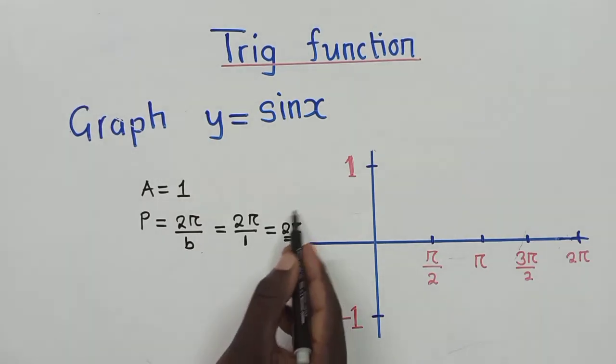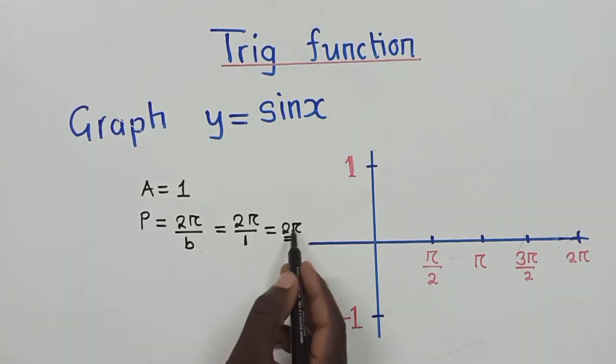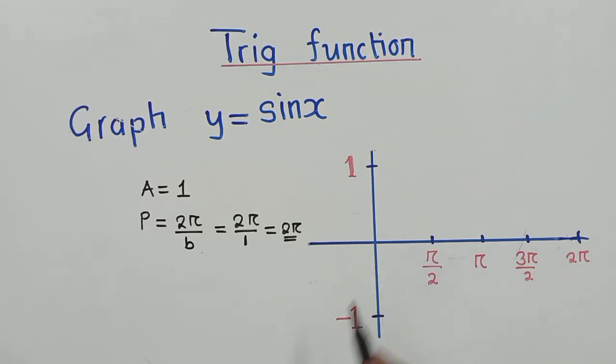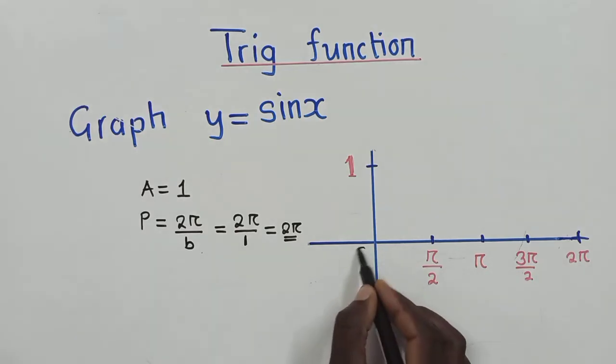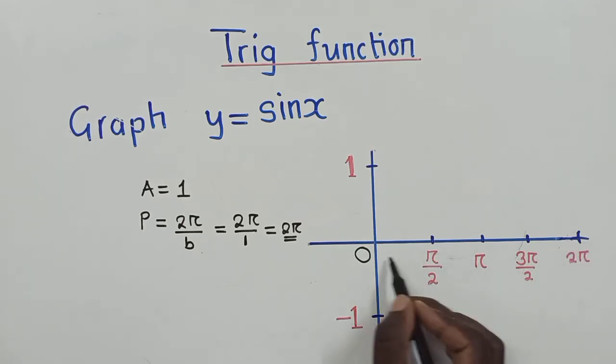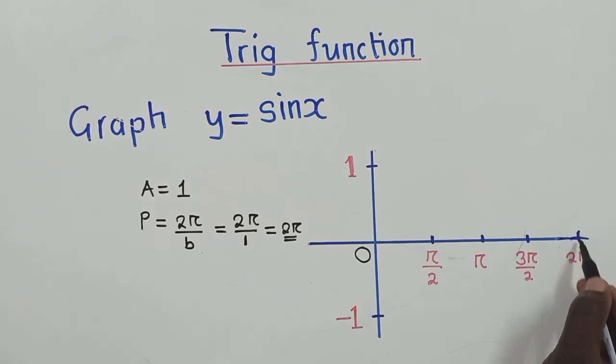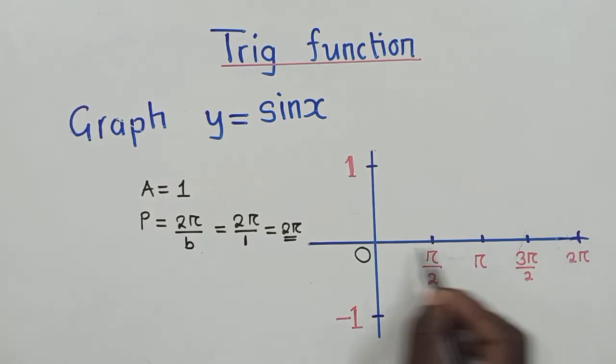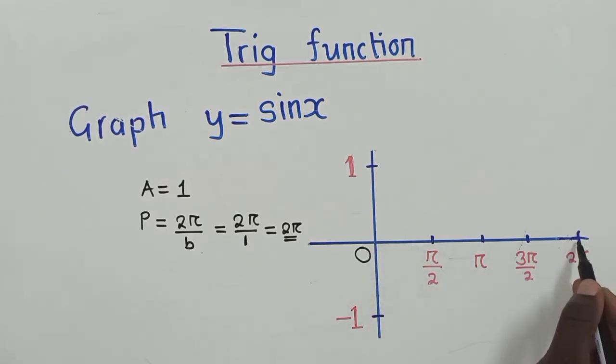So what does this period mean? It means from 0, we know that here it's 0, from 0 to where this graph will repeat itself, it's 2 pi. So it will repeat itself at 2 pi. This point and this point are the same.